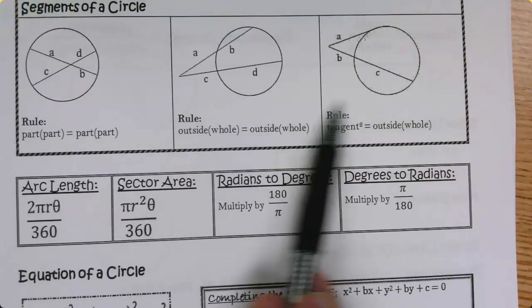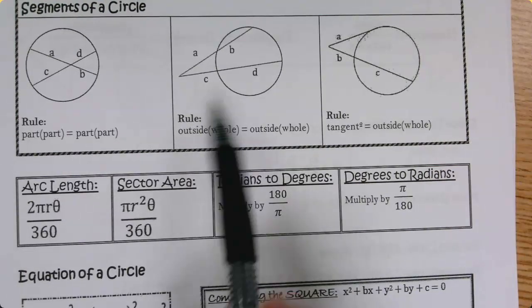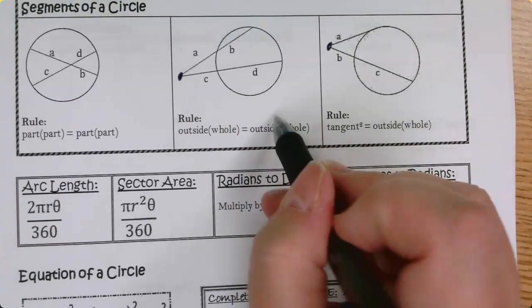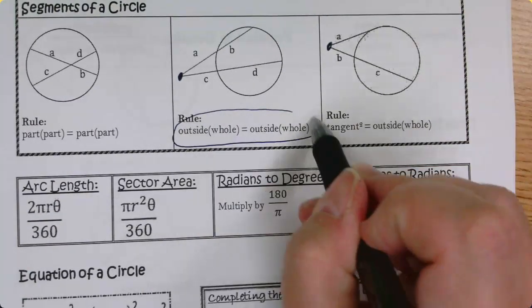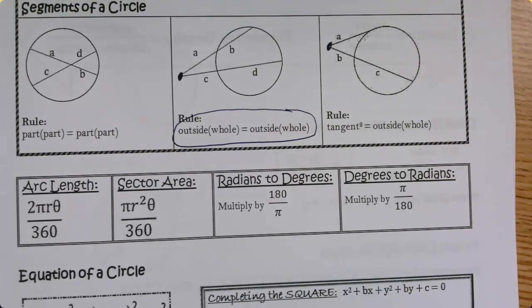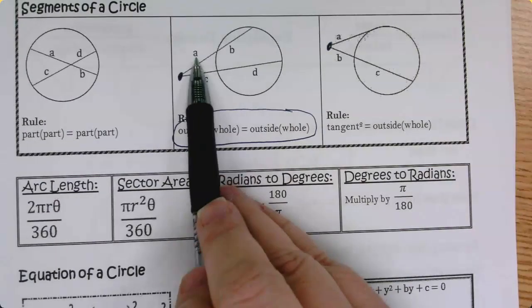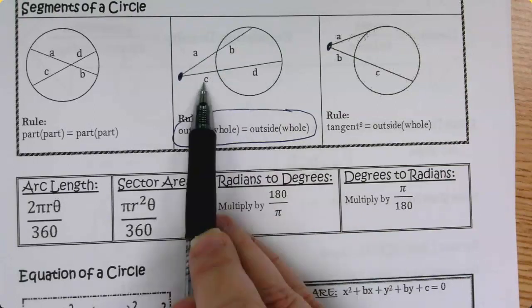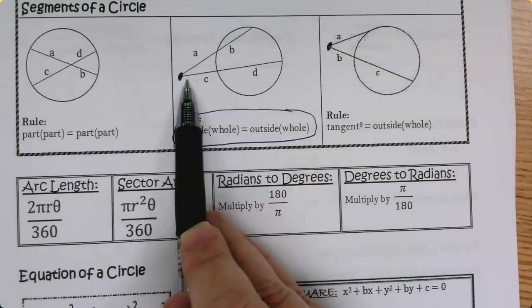I tend to combine these two and say that if your segments meet outside the circle, you can think of it the same way. Both of them you can think of as the outside part times the whole part equals the outside part times the whole part. In other words, A times the whole length, A plus B, equals C times C plus D.